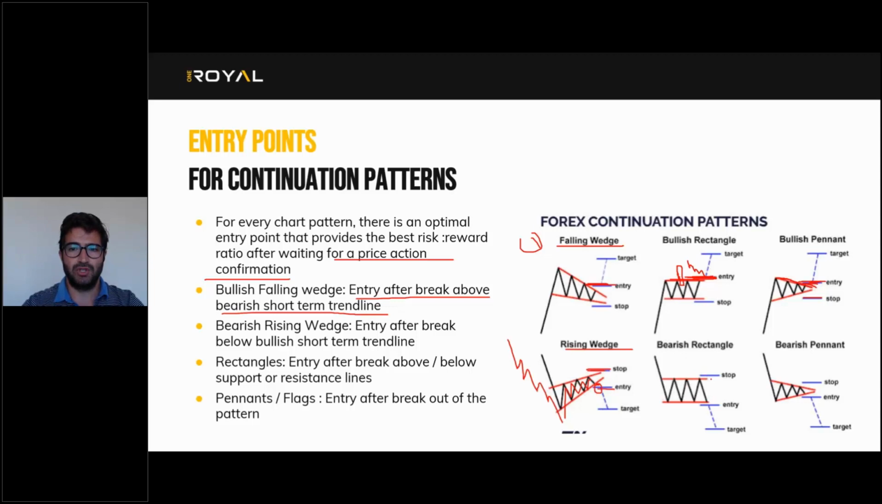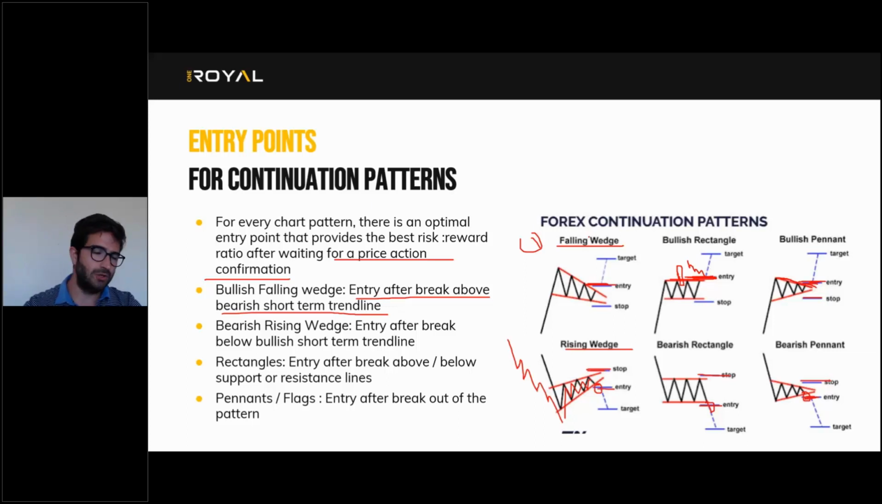For the bearish rectangle, you do the same as we did for the bullish, but on the opposite side: stop at the higher end and the entry at the lower end after a breakout here. For the bearish pennant, you know now, stop above the higher end of this bearish pennant, and once we see a breakout below, you will enter.